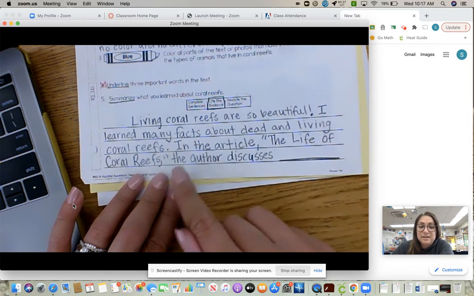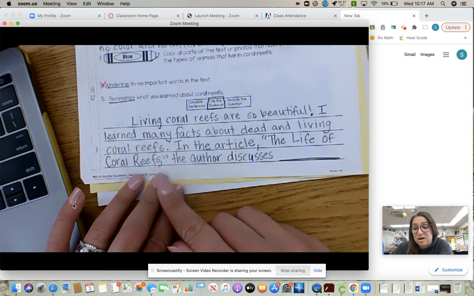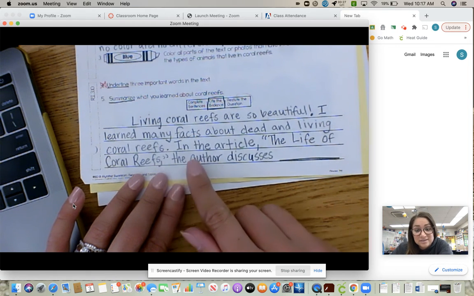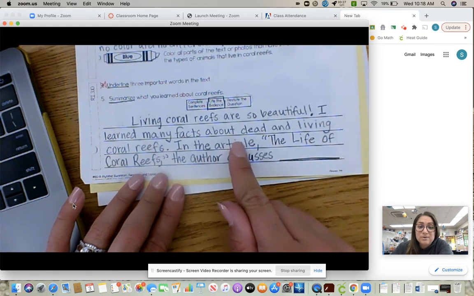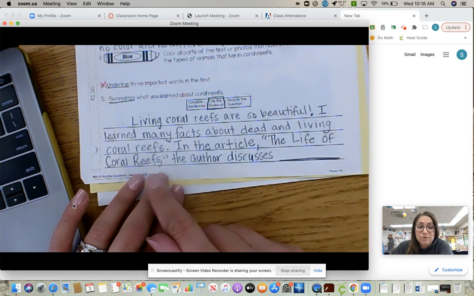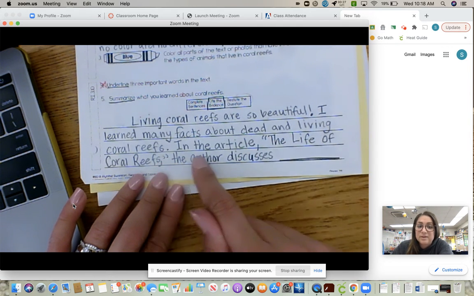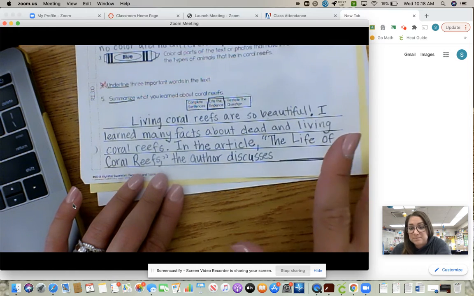We next need to cite the evidence. That means we need to introduce our title, and we are getting really good at this. So in the article, comma, and then we quote "The Life of Coral Reefs," comma again, quote, the author discusses. Now it's up to you.